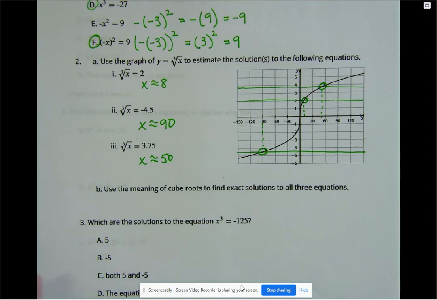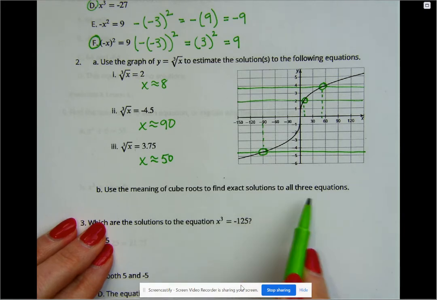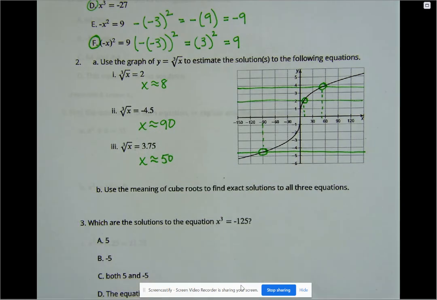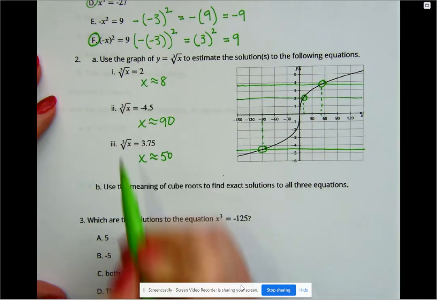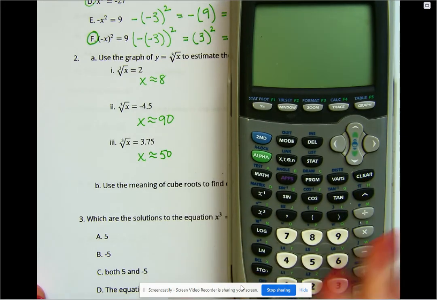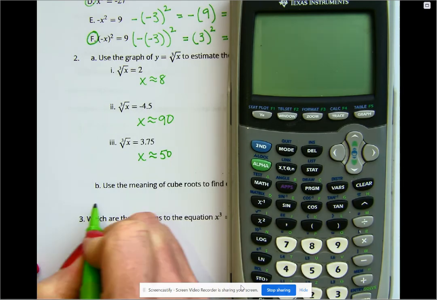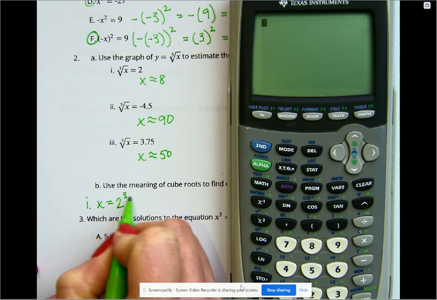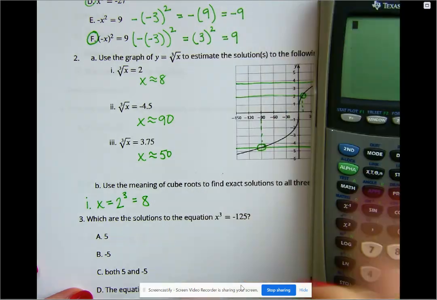All right, now we're going to use the meaning of cube roots to find the exact solutions to all 3 equations. So for each of these equations, because a cubed root of x, we're going to find the exact answer by cubing, raising to the third power each side of the equation. So get my calculator ready. All right, so for the first one, x is equal to 2 to the third, which I already know is 8.